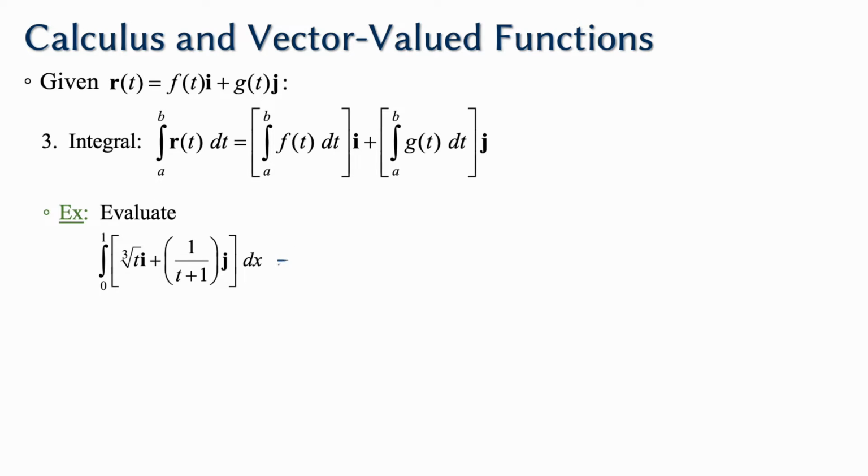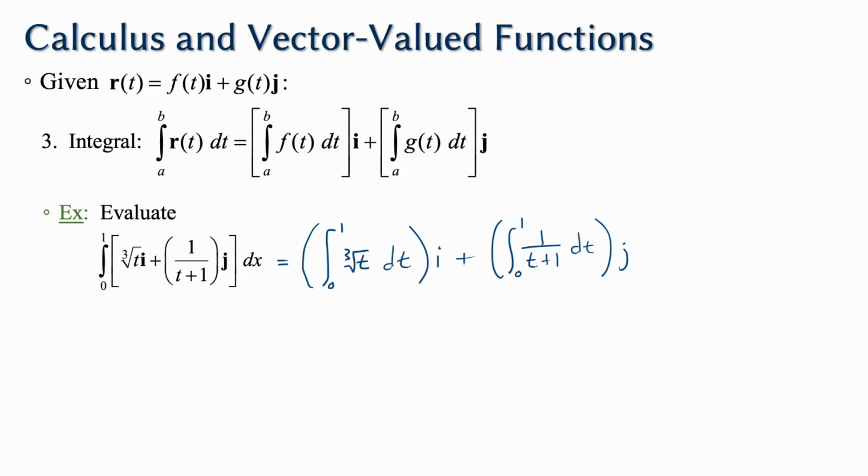So another way of looking at this is we're going to basically do the definite integral from 0 to 1 just on that horizontal piece, right? So this will basically be the integral of 3 radical t with respect to t, that whole value times i. And then again, we're going to do another definite integral, so again from 0 to 1. And this time of 1 over t plus 1, dt. And that will be times our j. Okay, so just to highlight, we're definitely doing each piece separately.